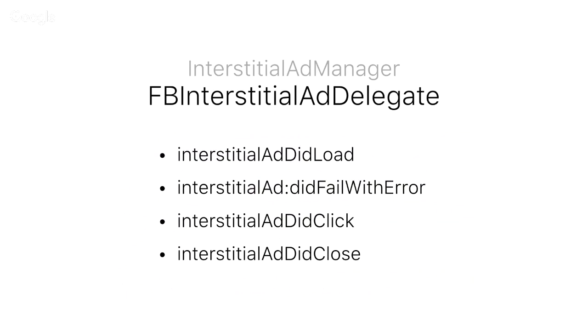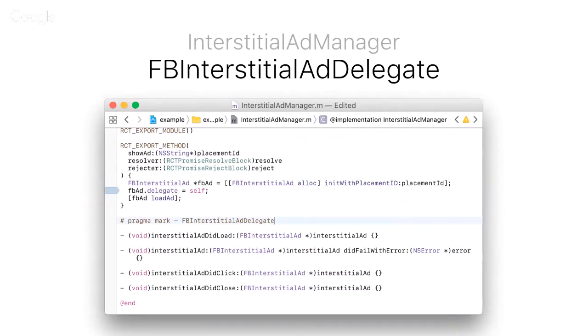If from the server there is a network error, or for some reason there is nothing to show, didFailWithError will be called. The didClick method, on the other hand, is called as soon as your user starts interacting with your ad unit, so for example clicks it or swipes it, and the didClose method is called always, every time the user dismisses or closes the ad. What we'll do for now is just define all these 4 methods and leave them empty.